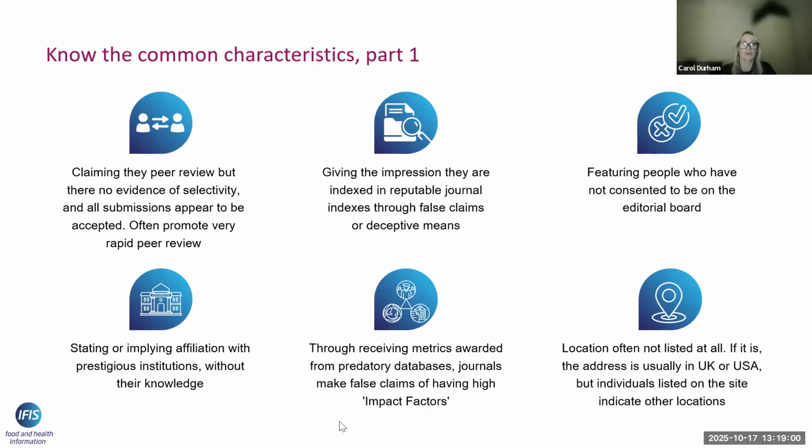Well, this slide shows some of the common characteristics which often involve inflated claims about their quality and their services. So first of all, peer review. So predatory journals very commonly claim to undertake a thorough peer review process, but there is no evidence that any peer review is actually carried out. There's no evidence of selectivity or screening based on editorial or quality checks, because all submissions appear to be accepted in order for them to receive that article processing charge from the author. And I will show you an example of this in a moment.